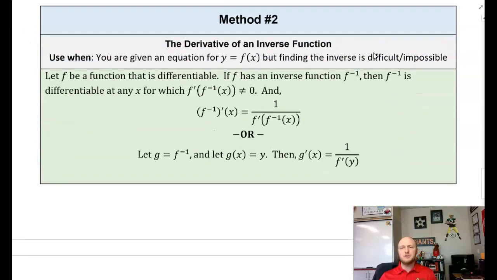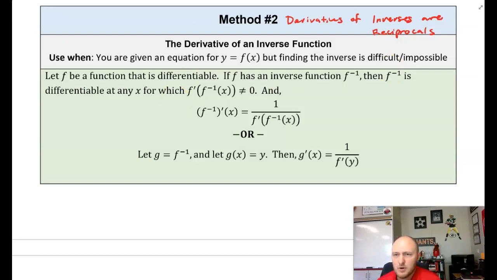All right. Here is method number 2, and the most common, I believe, utilized on the AP test. Now, you're going to use this idea when you're given an equation for f of x, but finding the inverse is difficult. It's a function, quite frankly, that looks very, very ugly. Or it's impossible. Information about the function is not even given, i.e. a table of values, okay? And what we're going to use today is what we discovered in the beginning, that inverse derivatives are reciprocals. Or I guess I should say derivatives of inverses are reciprocals. That's the main idea, okay?